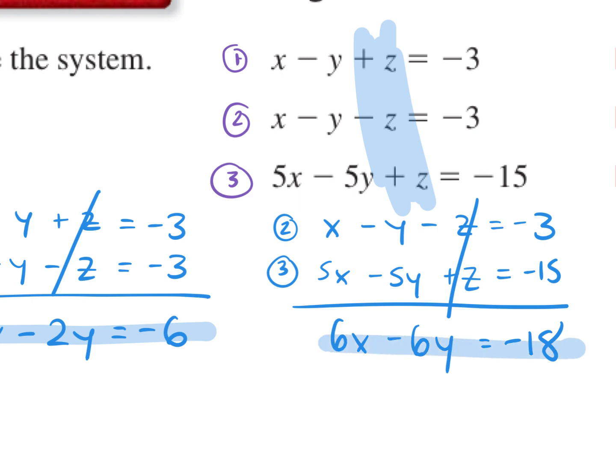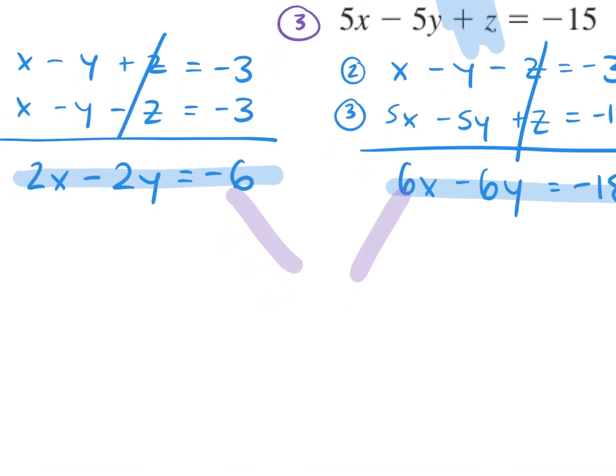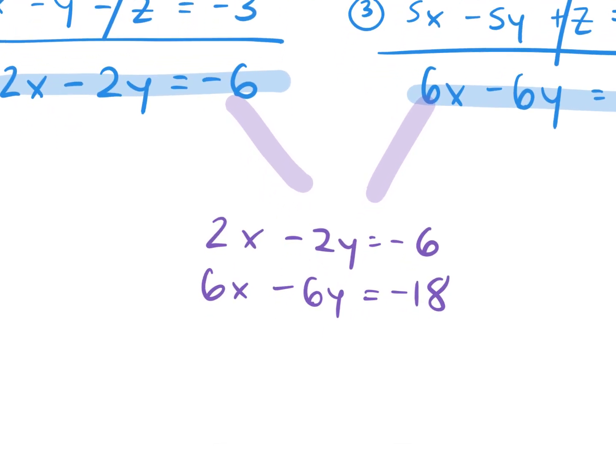What do I do next? I combine those two equations. So once I get two equations with two variables, I'm going to combine those together. So I have 2x minus 2y is equal to negative 6, and 6x minus 6y is equal to negative 18. Now from here, we want to either cancel out the x's or the y's. We have to do elimination again. We can cancel out the x's. What do I need to multiply by to get the x's to cancel? Negative 3. So everything in our equation here needs to get multiplied by negative 3.